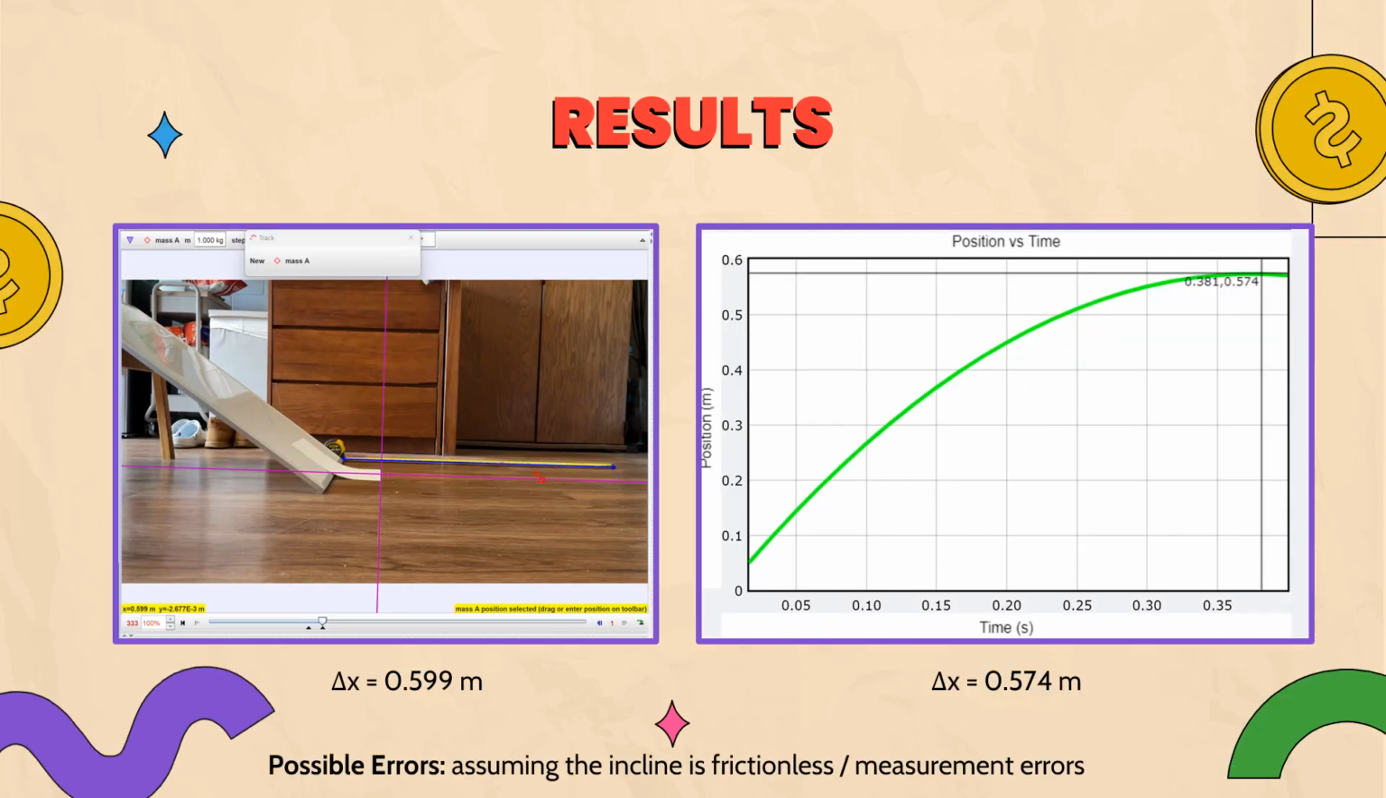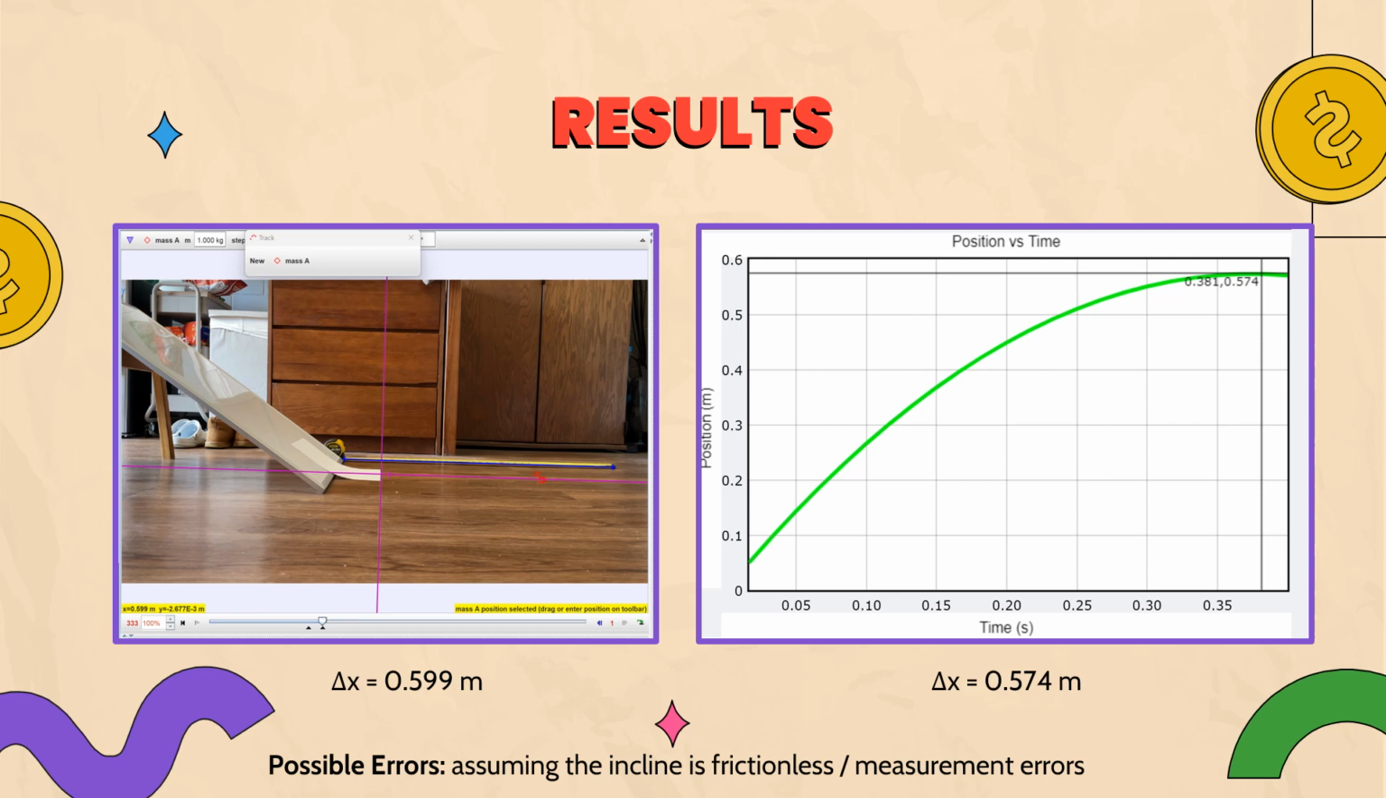So the results that I found were that through Tracker and my reference video, I was able to deduce that the change in displacement for the coin once it reached the bottom of the ramp was 0.599 meters, and I used that delta x to solve for the coefficient of friction. Then when I modeled the kinematics with the coefficient of kinetic friction that I calculated, the GlowScript model gave me a delta x of 0.574 meters.